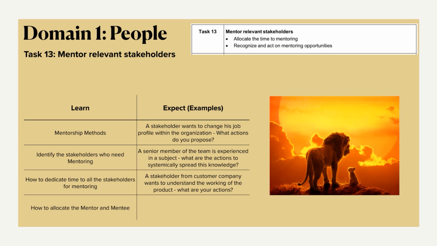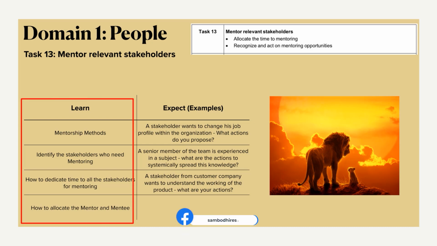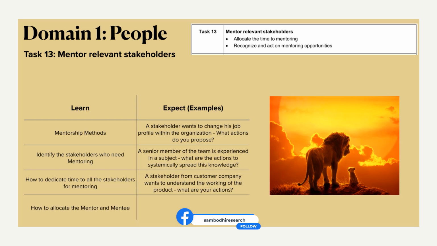So let's see what we are expected to do in the task. Mentor relevant stakeholders. We have to allocate time to mentoring. As I said, this is really important because mentoring doesn't come in our calendar, guys. Right? So it has to be separately allocated, and it's important that the project manager identifies both the parties, who is going to give the knowledge to whom. And then, as I said, we have to recognize and act on the mentoring opportunities. We have to identify that, okay, at this location, the junior engineer or the senior engineer needs something important, needs the mentorship. So to answer the tasks better, you have to focus on these points here in the learn column. And then you can also see some examples that might come as questions in your PMP exam.